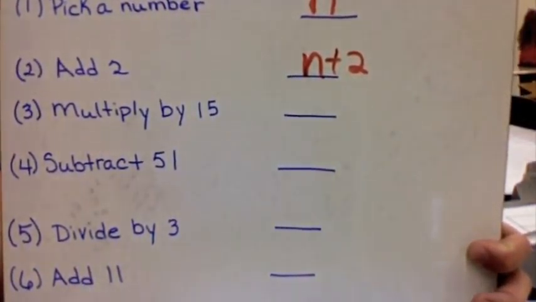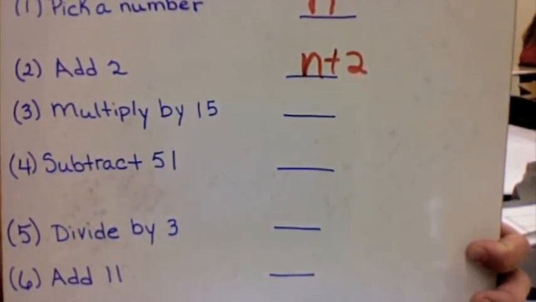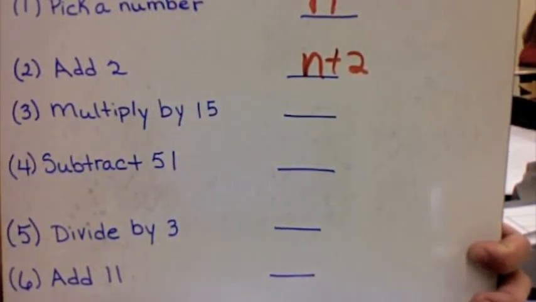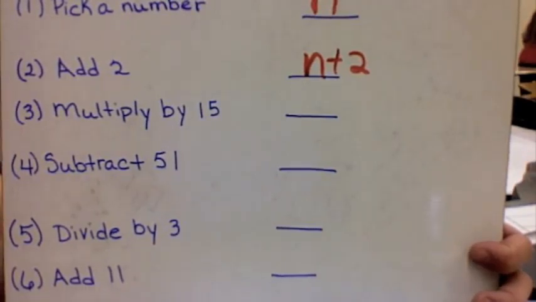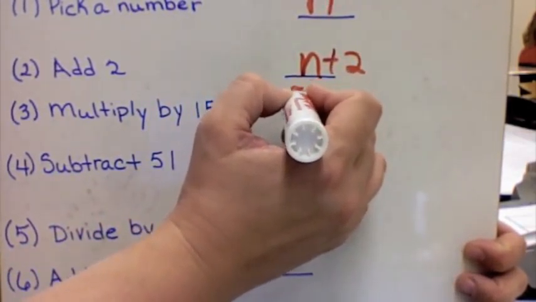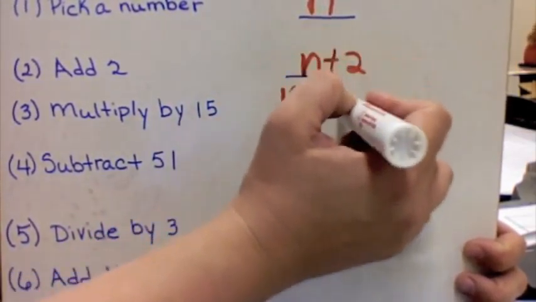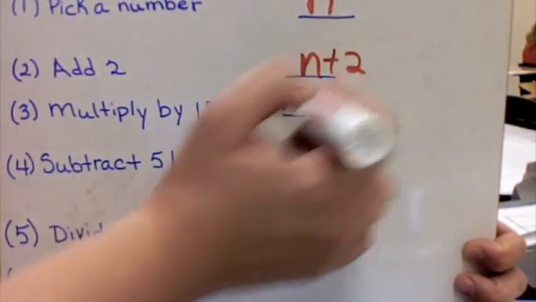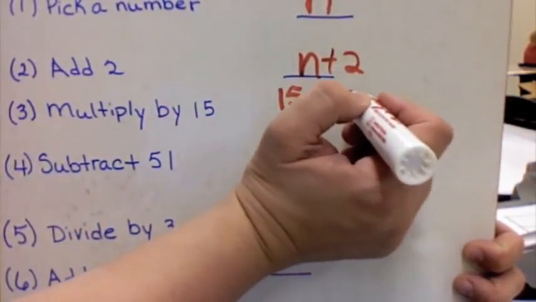The third step says to multiply by 15. Remember, in algebra, whenever we multiply an expression by 15, the entire expression gets multiplied by 15. So 15 times n is 15n. Then you bring down your plus sign. 15 times 2 is 30.